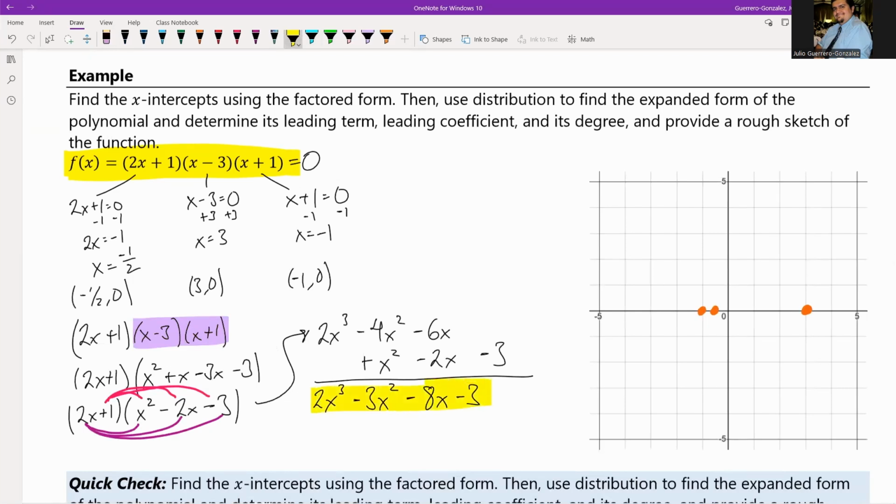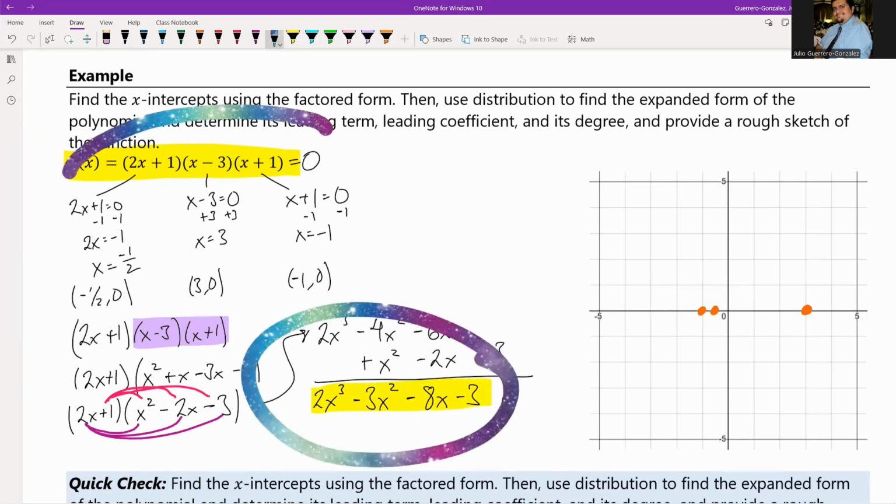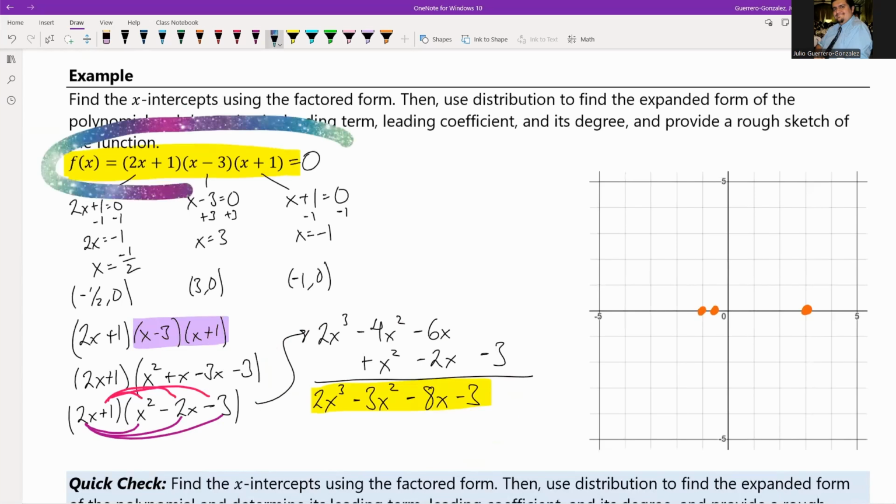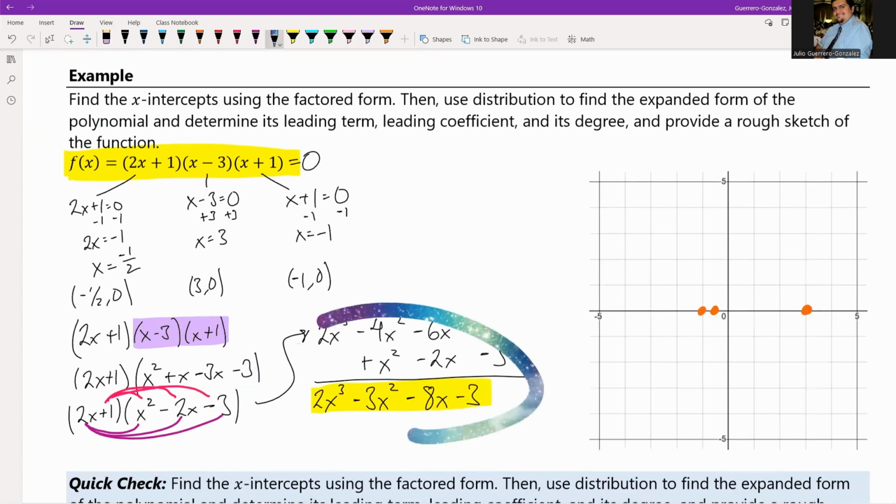So these two functions, this one and this one, are exactly the same thing. Exactly the same thing. Okay, now, hopefully you guys see this. We get information from both. Okay, this one gives us the zeros, but it doesn't give us the shape of the graph, right? This one gives us the shape of the graph, but it doesn't give us the zeros. So both of them together give us a pretty good idea of what our graph is going to look like.